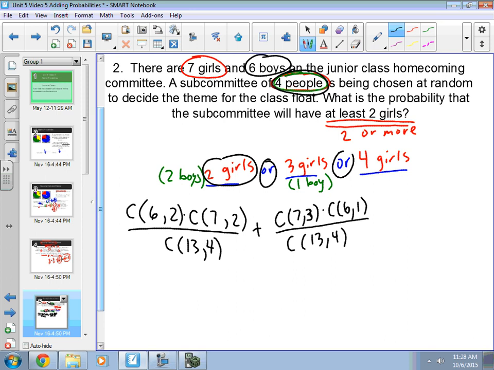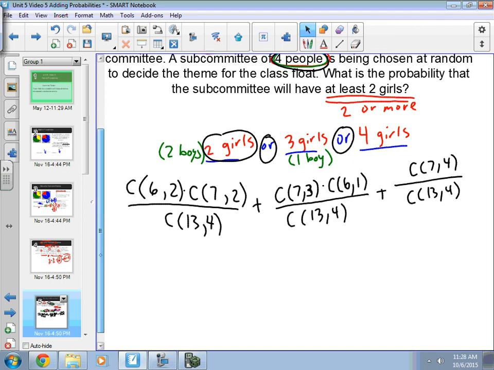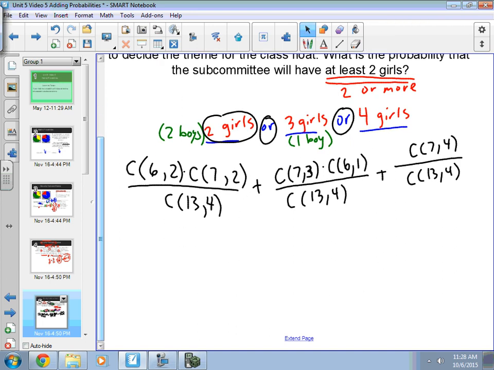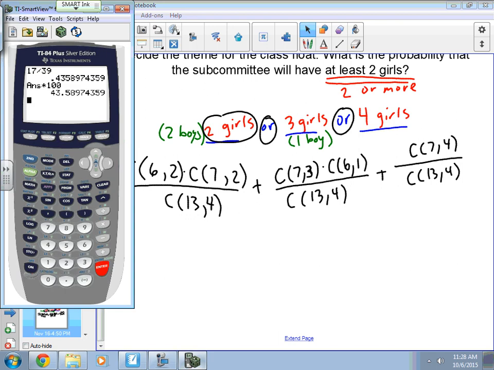Okay, or again, so plus, we got to do it one more time. Bottom's going to be the same again. We're still selecting 4 people. How many ways can we select 4 girls? 7 girls selecting 4. Here we don't need to include one for the boys because this situation doesn't have any boys being selected. So now we'd have to calculate all these out and then add them up to see what our total probability is. Remember how to do these on the calculator.